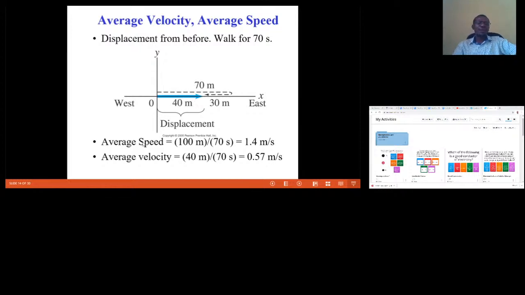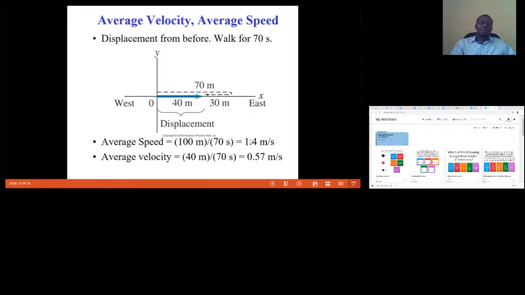When calculating the average speed, if we assume that this motion has taken place within 70 seconds, then the average speed will be the distance, 100 meters, over the time, 70 seconds. You calculate it to be 1.4 meters per second. On the other hand, the average velocity is the displacement, which is 40 meters, over the time that has been taken, which is 70 seconds.